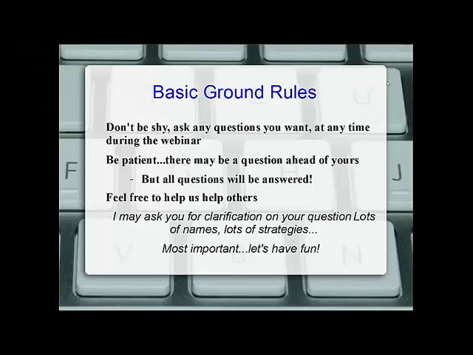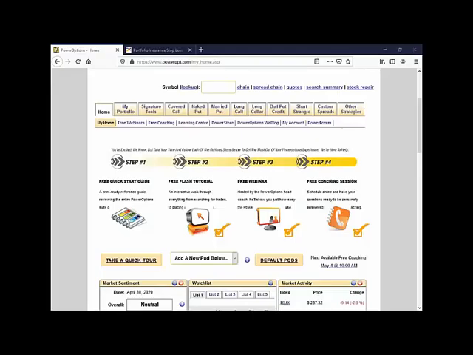All right, all of that being said, we're going to navigate over to the Power Options suite of tools, which of course I'm going to use to help us illustrate the answers and concepts of the questions that you asked today. There we go.